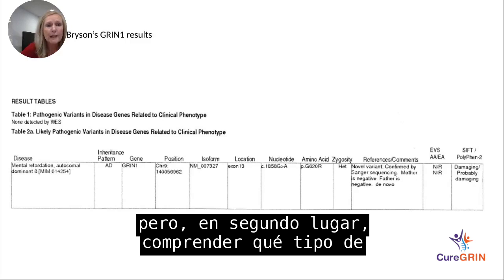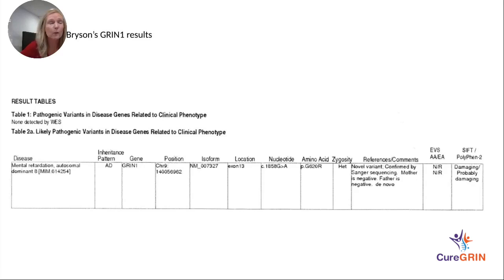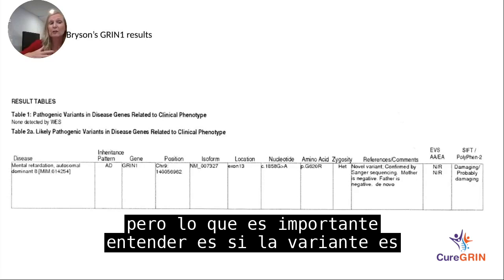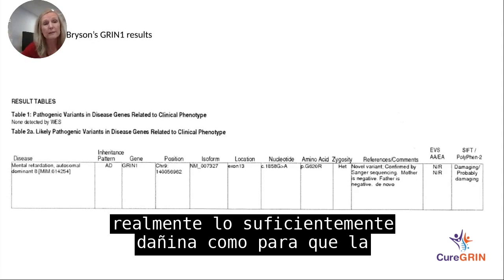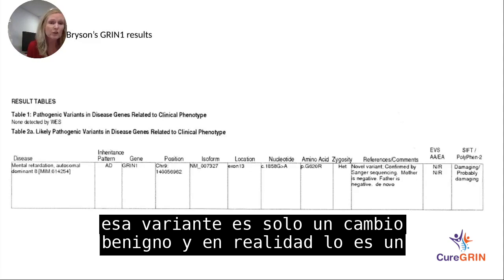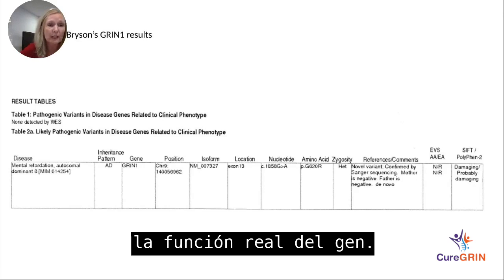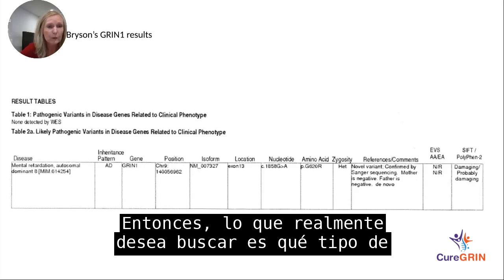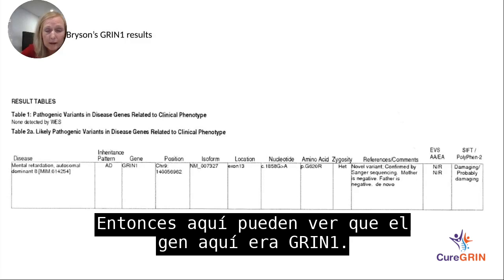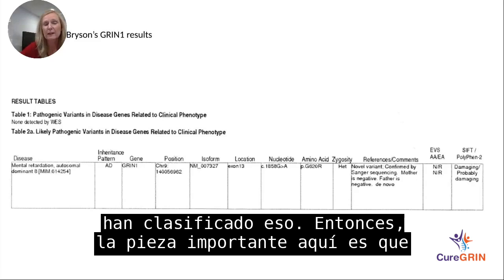But secondly, to understand what type of variant the lab has found. We all have genetic variants, but what's important to understand is whether the variant is actually damaging enough so that the protein is not working anymore, what we call pathogenic, or if that variant is just a benign change and actually is a change but not really causing any impact on the actual function of the gene. So what you really want to look for is what type of variant was found, and what gene it was found in. So here you can see the gene here was GRIN1. And then also the lab will include evidence about how they've classified that.